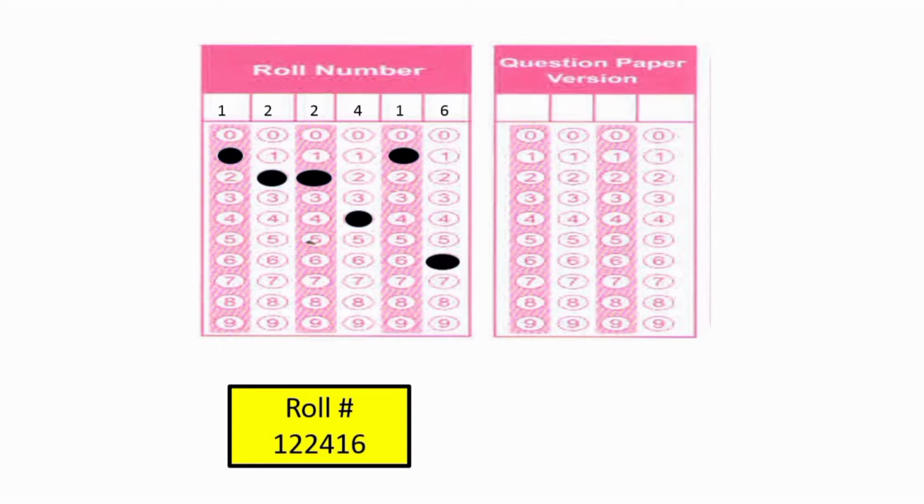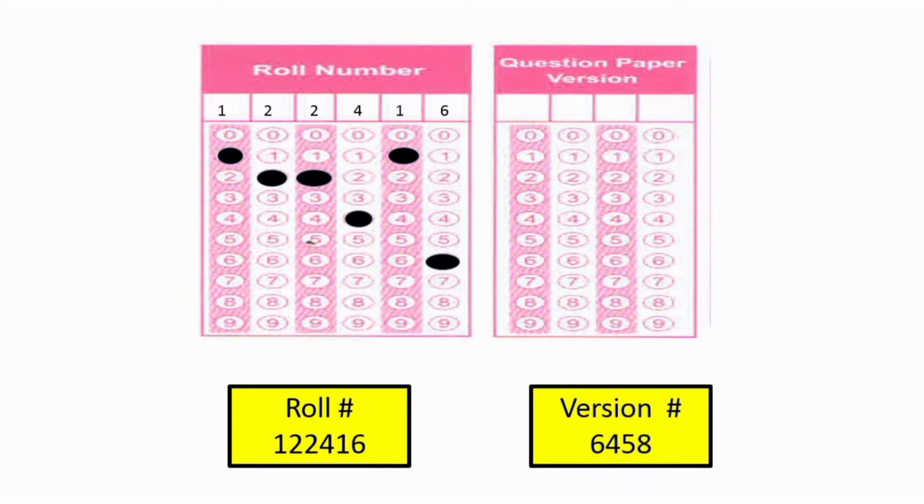Now in the next box you have to write the question paper version number. This version number is written on the question paper, so you have to pick it from your question paper and write it here. For example, your version number is 6458. Again you will fill in the same way: 6 in the first box and fill bubble 6, then 4 and bubble 4, then 5 and bubble 5, and then 8 and fill bubble 8.